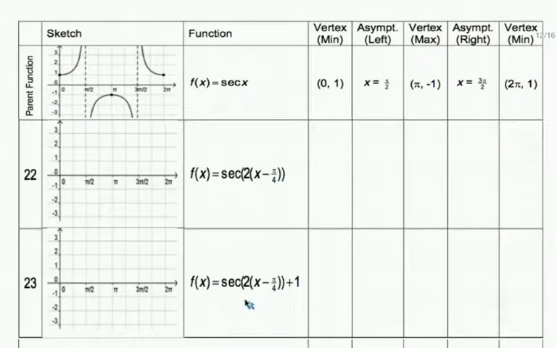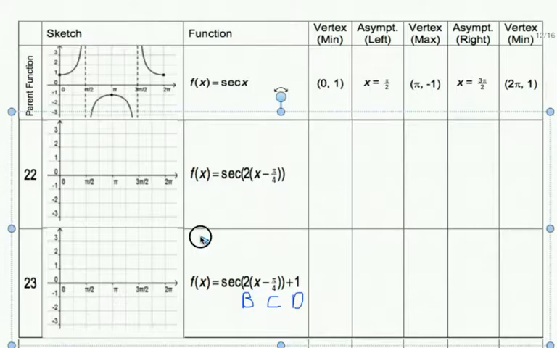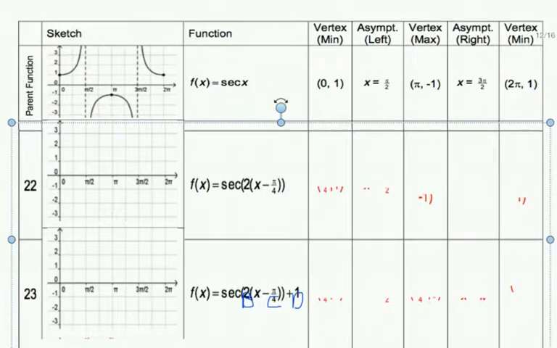So let's go ahead and do this one. This has lots of transformations. We have our B value here, our C value, and our D value. Okay, so let's take it one part at a time. First of all, our B value is 2.